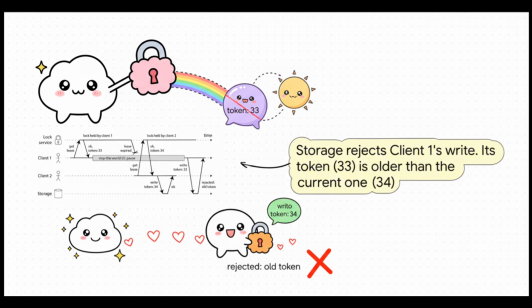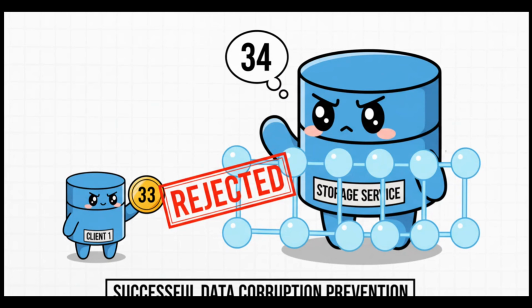Client 2 then successfully writes its data to storage, and it includes its token, 34, with that write. Now for the magic moment. The delayed Client 1 wakes up and tries to write its data. It presents its old, stale token, number 33. But the storage service takes one look at it and says, "Nope, I've already seen a write with token 34. Yours is old news," and it rejects the request. Just like that, data corruption is averted. The fence has protected the data.